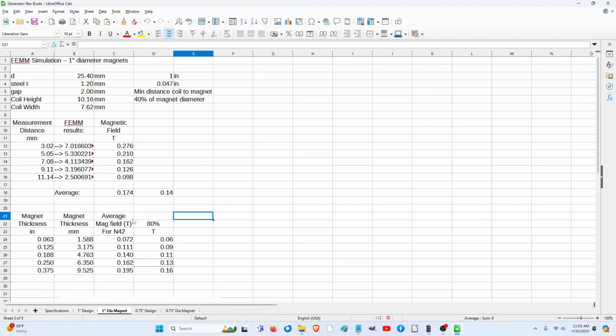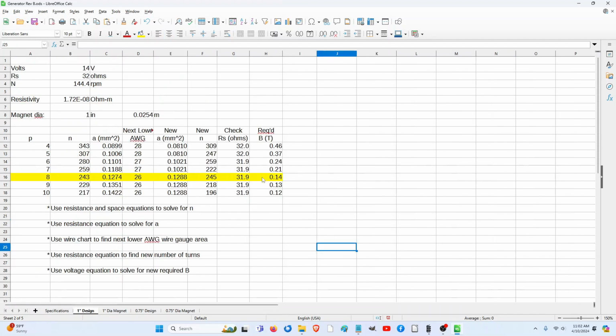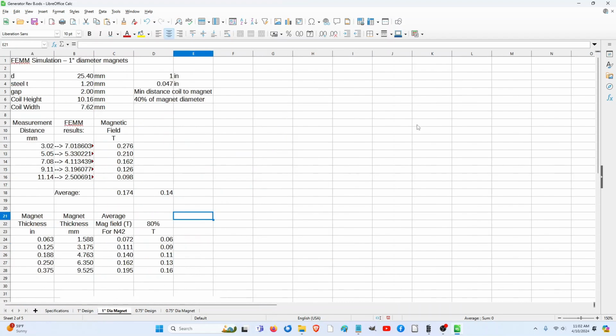So I can do that for different magnet thicknesses and come up with different Tesla ratings here. These are for N42, but I went with an N52. It gave me a little bit more magnetic field. If I discounted it, I got 0.14, and that was what we were looking for before, this 0.14. So I figured that's probably a good magnet to pick. And that's how I selected my magnet.